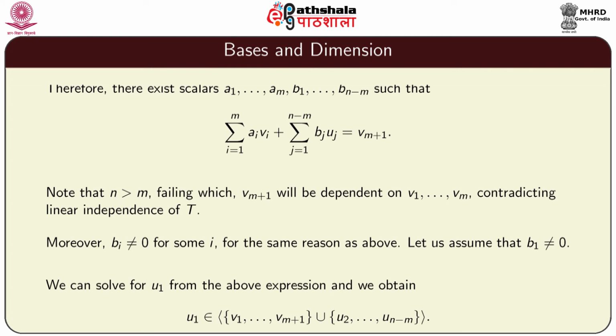So, together we precisely have (n minus m minus 1) plus (m plus 1) vectors. Let us see what that means.